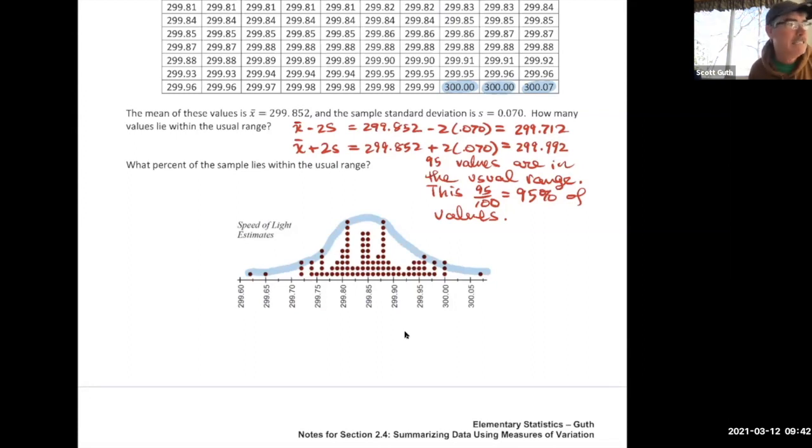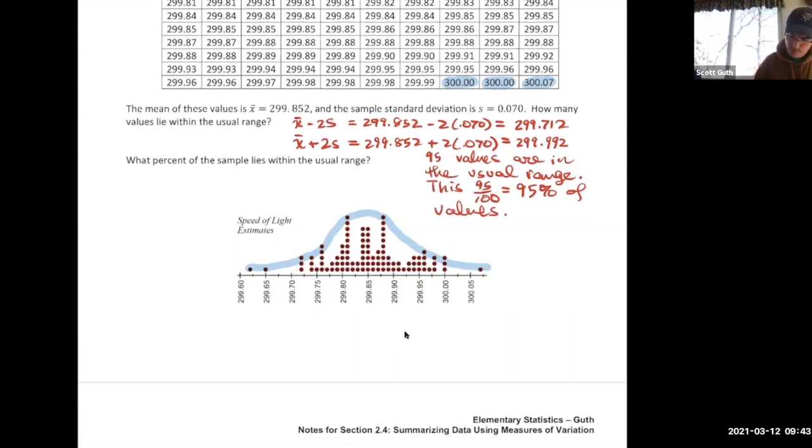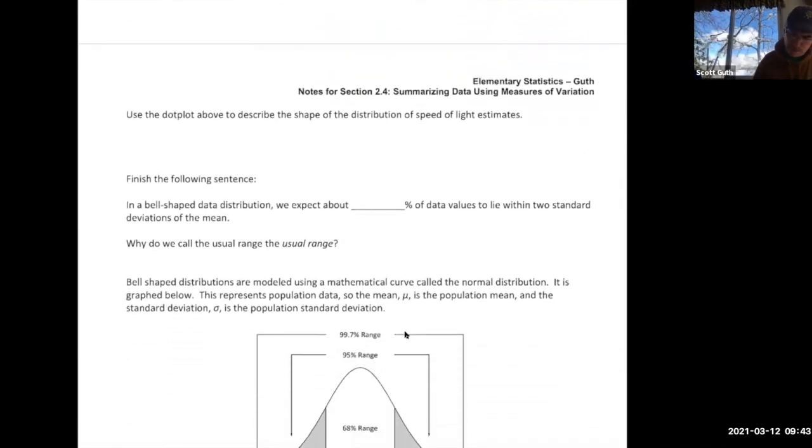So bell-shaped is sort of an idealistic idea. It's not meant to say that data have these perfect smooth shapes. They don't. We just mean it's high in the middle and symmetric, roughly. Okay, any questions about that? Now, I had to find a nice bell-shaped distribution of data for this example. We found it, and we can continue here. It says, use the dot plot above to describe the shape of the distribution. This is a bell-shaped distribution.